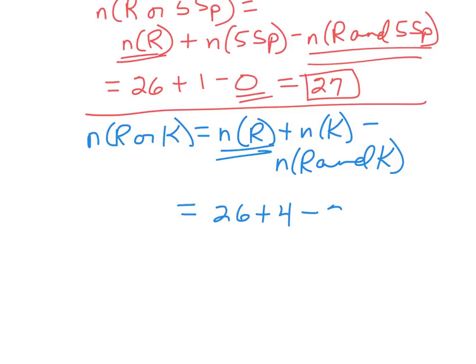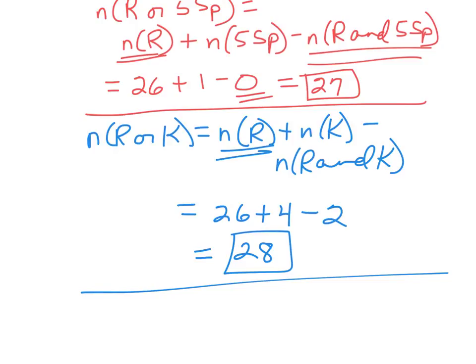So red and king are not disjoint. Red and 5 of spades is disjoint. Red and kings are not disjoint. So this ends up being what? 28 cards? 28 different ways that you could get a red or a king.